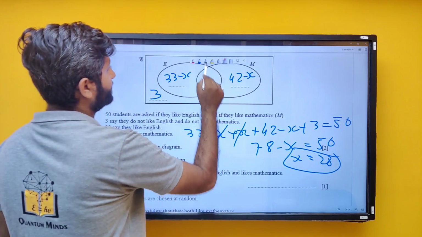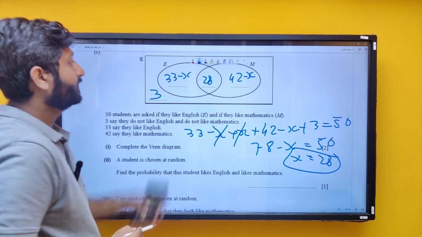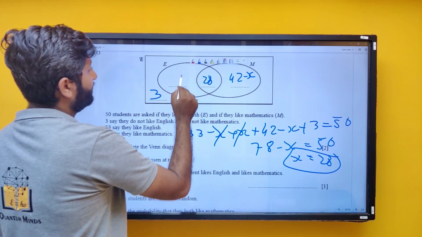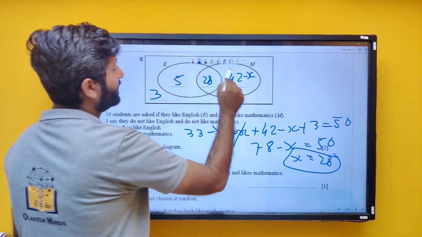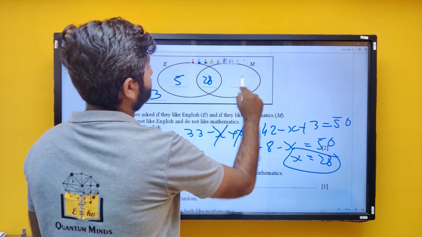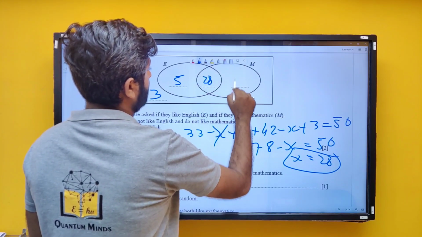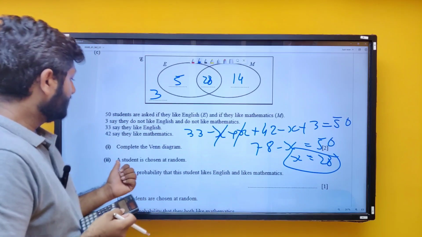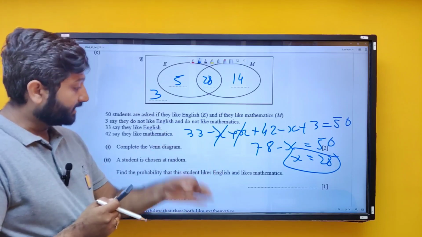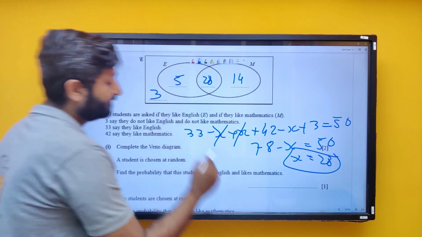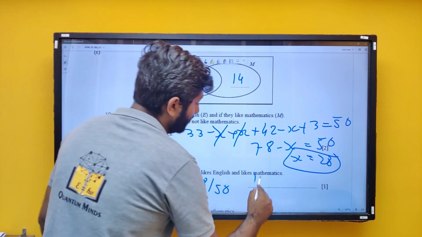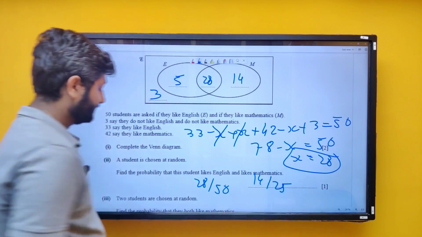So this is 28. 33 minus 28 is 5. And 42 minus 28 is 14. Yes, 14. Next. A student is chosen at random. Find the probability that this student likes English and likes mathematics. So we have 28 students. So that is 28 upon 50, or you can say 14 by 25.